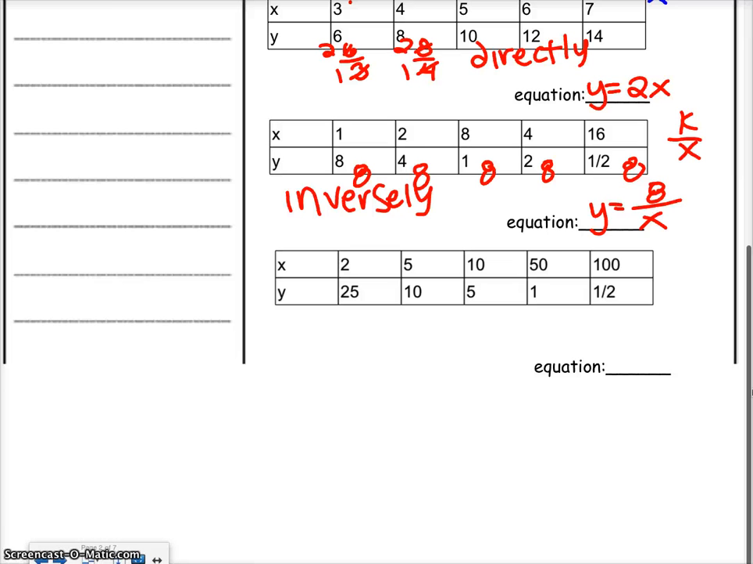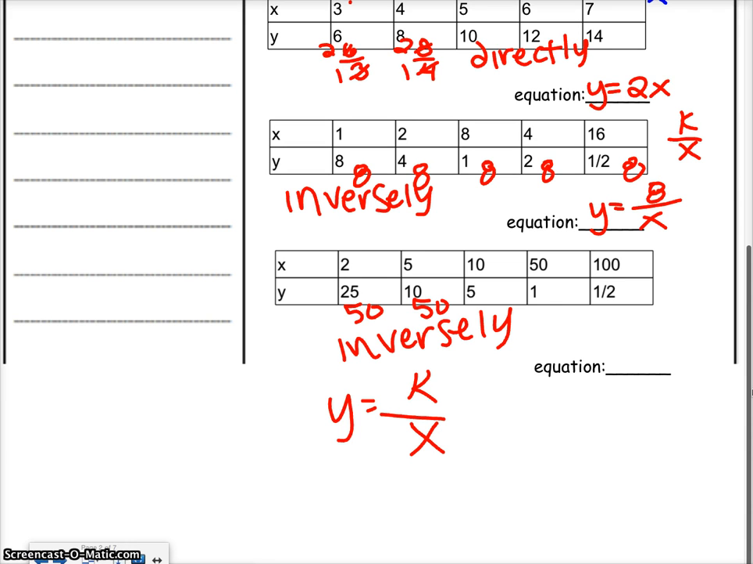Check product first. What's 25 times 2? 10 times 5? Is it 50 all the way out? Okay, so which one is that, direct or inverse? Inverse. So inverse means k over x. And that's per my notes. I would be referencing my notes. What's my k? What's the common theme? 50 over x. So identify from a graph, identify from a table, and make an equation. That's what I want you to be able to do today.